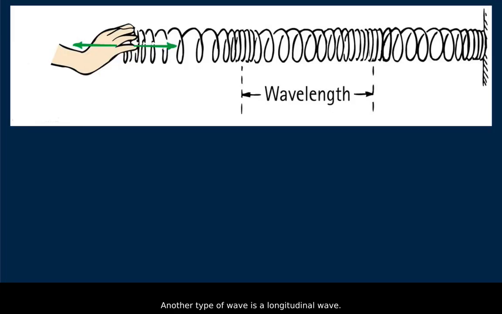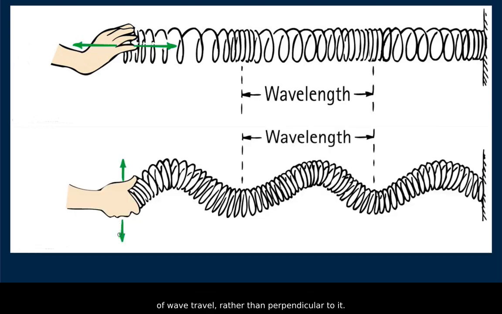Another type of wave is a longitudinal wave, generated by vibratory motion that is along the direction of wave travel rather than perpendicular to it. Both types of waves are shown here.